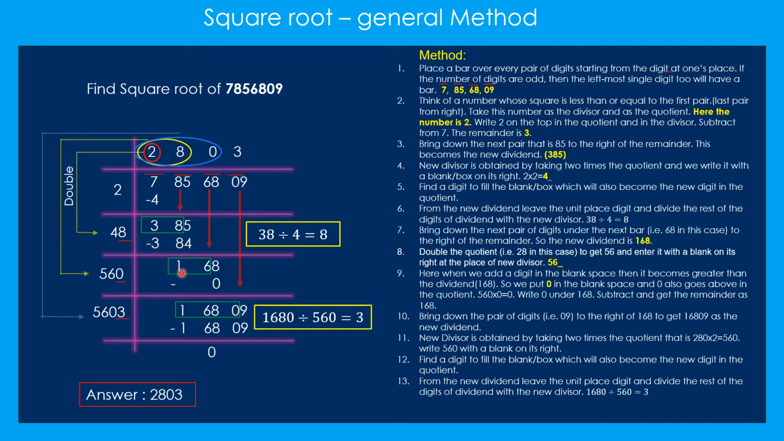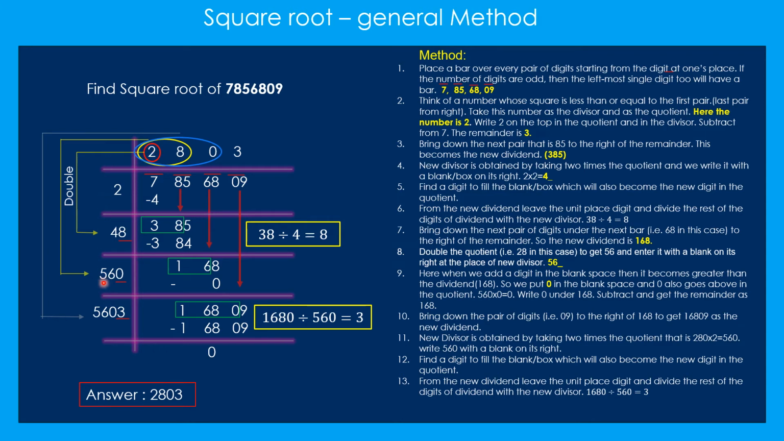After writing the remainder 1, we bring down the next pair of numbers, 68. So our new dividend is 168. After we write the new dividend, we have to find the new divisor. So how do we find the new divisor? We just double the quotient here. So far our quotient here is 28. So you double 28, you write here 56.